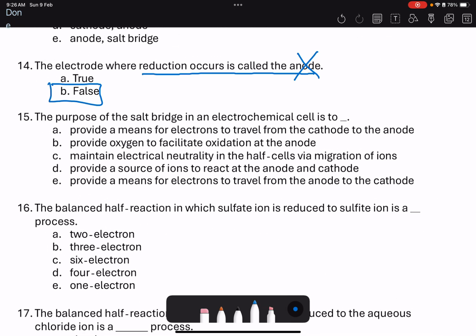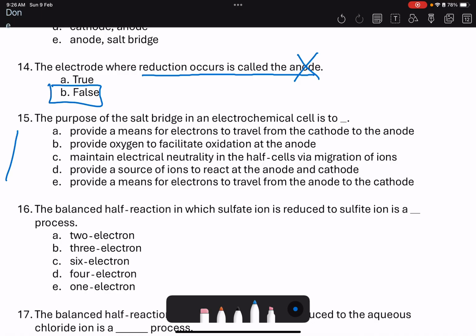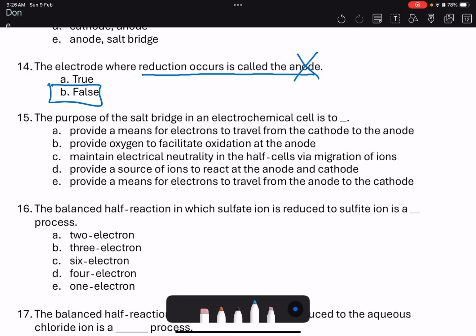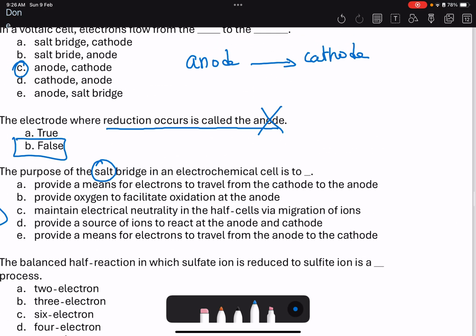Okay, now the salt bridge. That's a very important question. In a galvanic cell, we cannot construct a galvanic cell without the salt bridge. It's very important, and it's called a salt bridge. So it needs to contain a salt, because the purpose of the salt bridge is to maintain and balance the electrical neutrality in the half cells. And I'm going to explain it again over here.